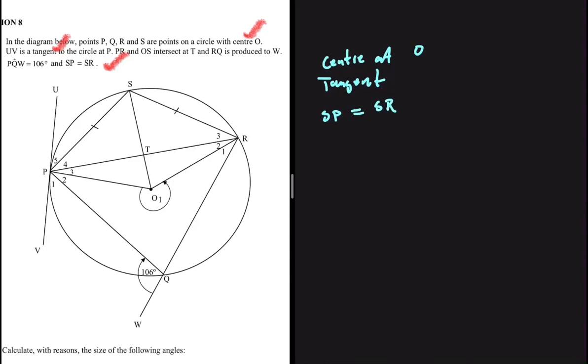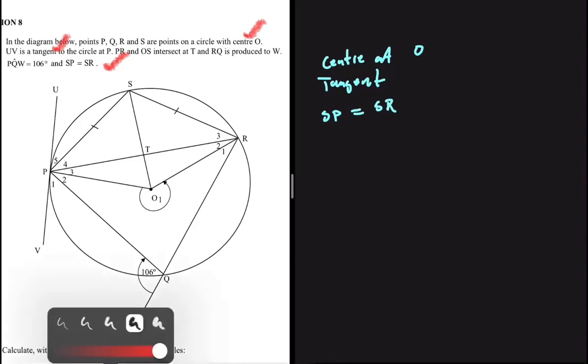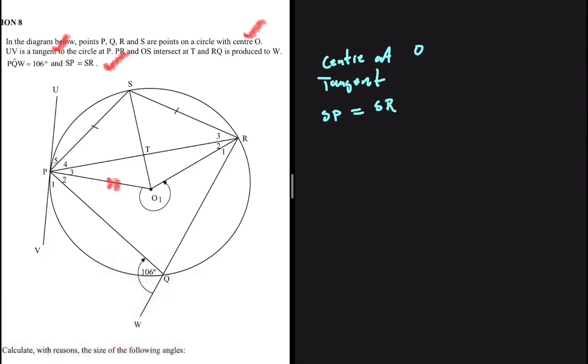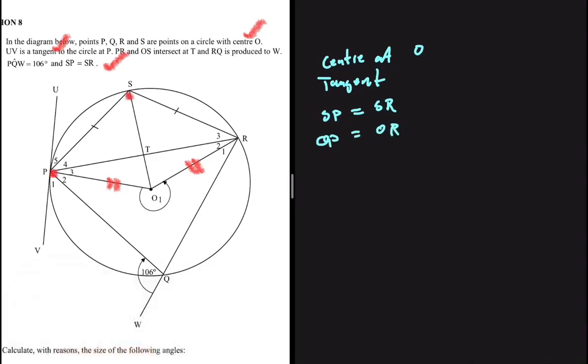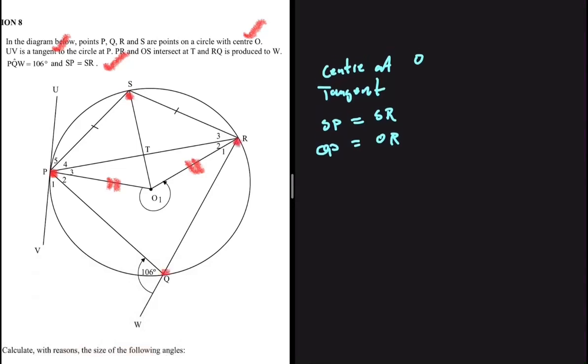If you look at your diagram, you're going to realize also that OP is equal to OR because they are radii. So OP is equal to OR. Look at the vertices of PSRQ. They lie on the circumference of the circle. So we have a cyclic quad. This is all we needed to answer all the questions that are going to follow.